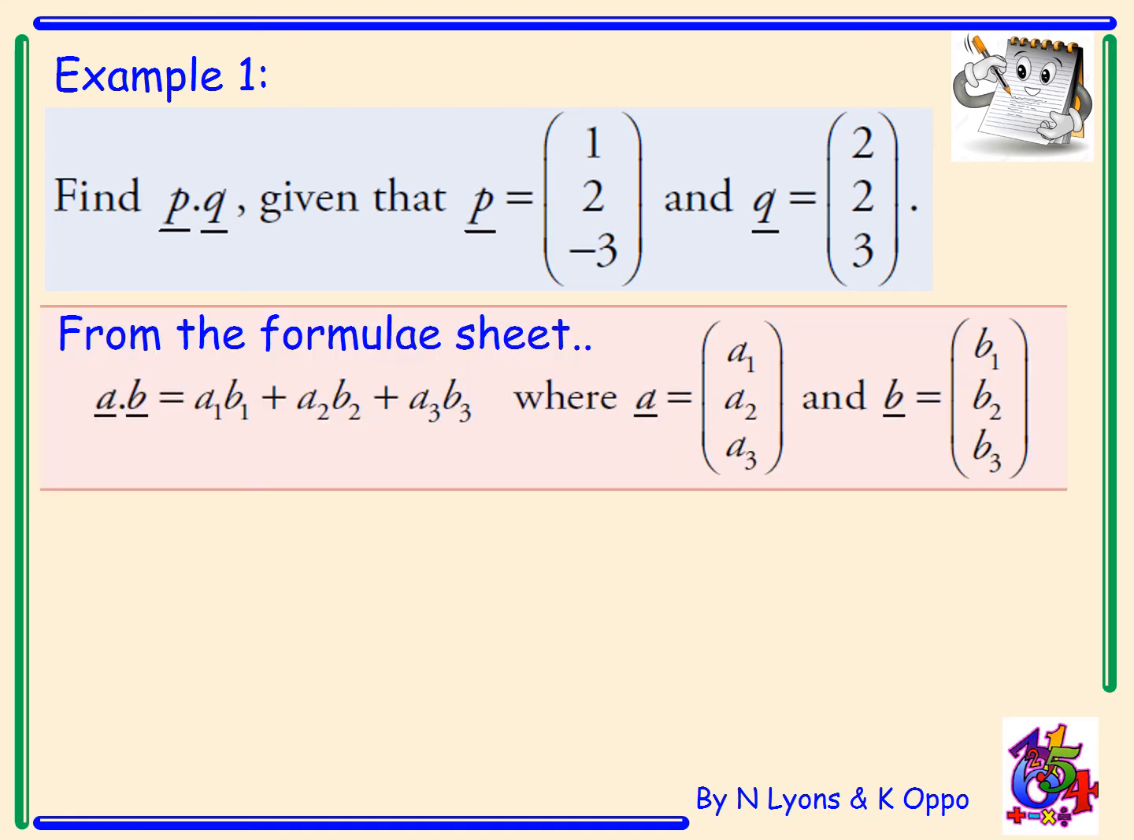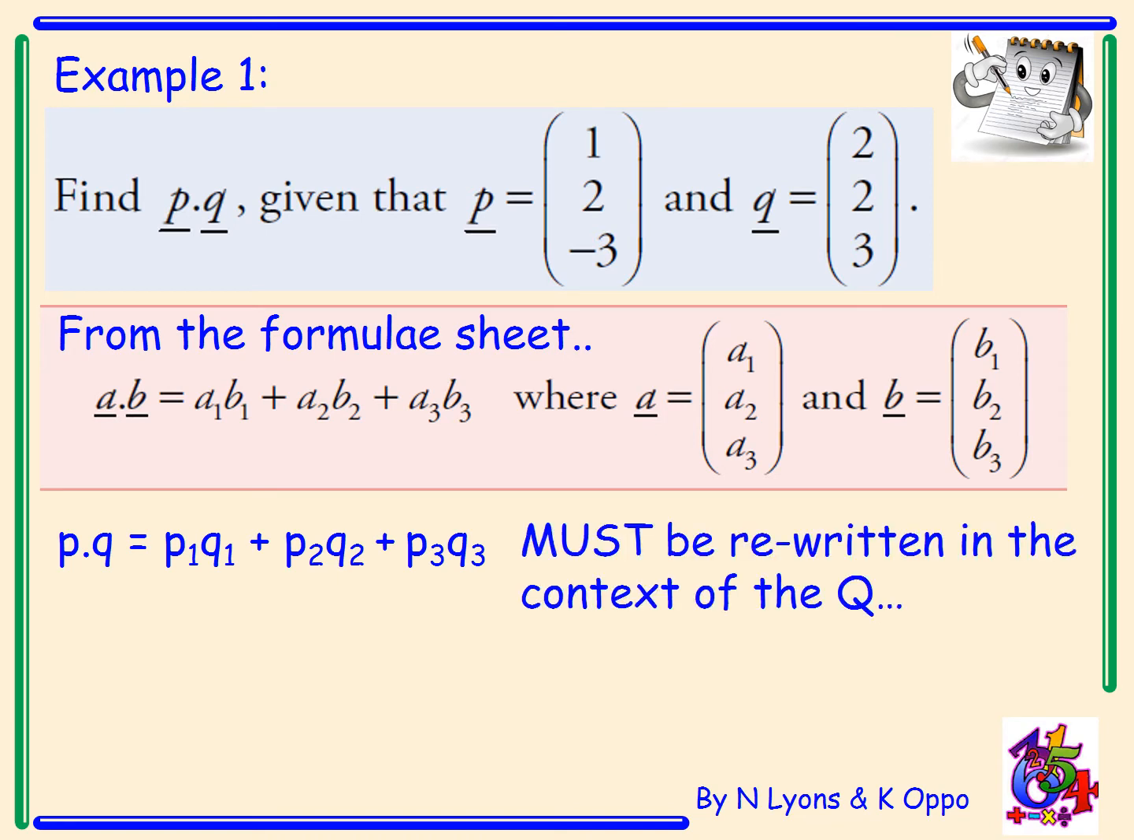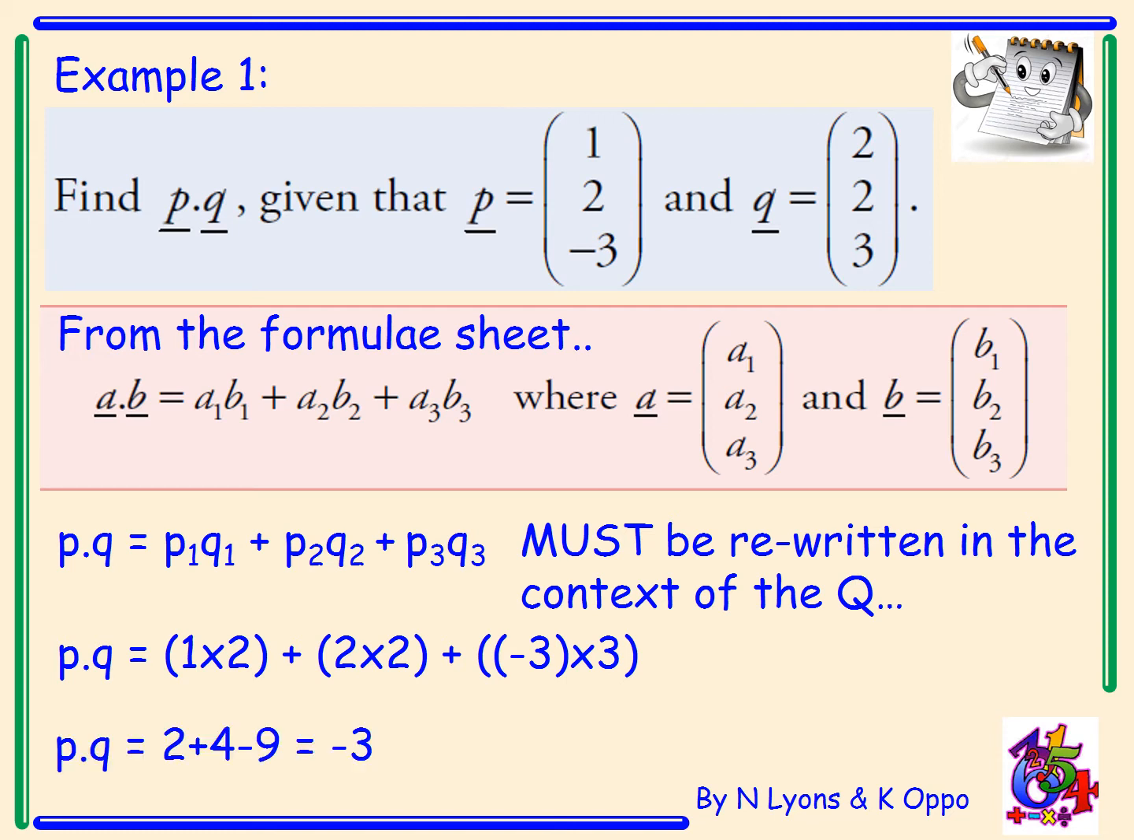Now from the formula sheet, we've got the scalar product of two vectors a and b, but in your question you have two vectors p and q, so you must rewrite it in the context of the question. So the scalar product of the vectors p and q is p dot q equals p1 q1 plus p2 q2 plus p3 q3. So the scalar product of p and q equals 1 times 2, add on 2 times 2, add on negative 3 times 3. So that gives me the scalar product p dot q equals 2 plus 4, take away 9, which equals negative 3.